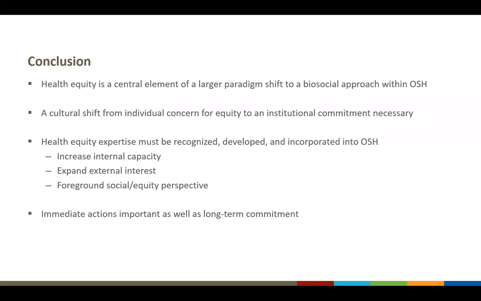that our institutions do. And the other key final conclusion here is that immediate actions are important. So we need to leverage this moment in time to take advantage of the increased attention to health equity. But we need to do it in a way that can contribute to building a long-term commitment and capacity to do this work effectively and responsibly.